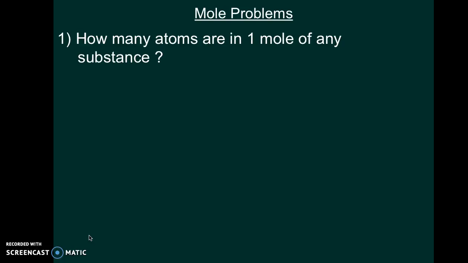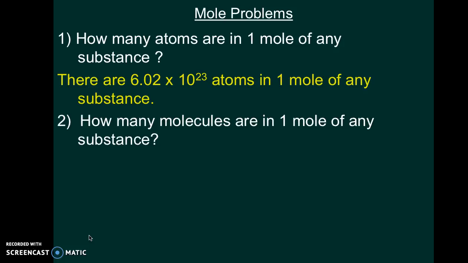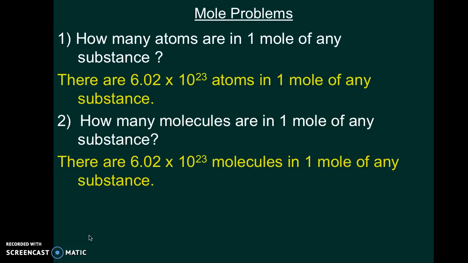Example of some mole problems. How many atoms are in 1 mole of any substance? There are 6.02 times 10 to the 23rd atoms in 1 mole of any substance. How many molecules are in 1 mole of any substance? There are 6.02 times 10 to the 23rd molecules in 1 mole of any substance.